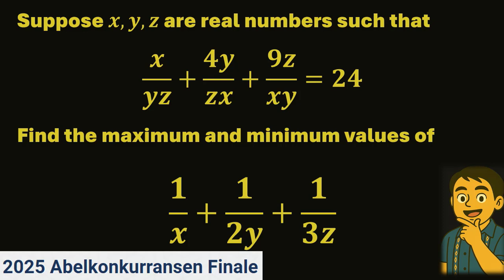Suppose x, y, z are real numbers such that x over yz plus 4y over zx plus 9z over xy equals 24. We are asked to find the maximum and minimum values of the following expression, that is 1 over x plus 1 over 2y plus 1 over 3z.